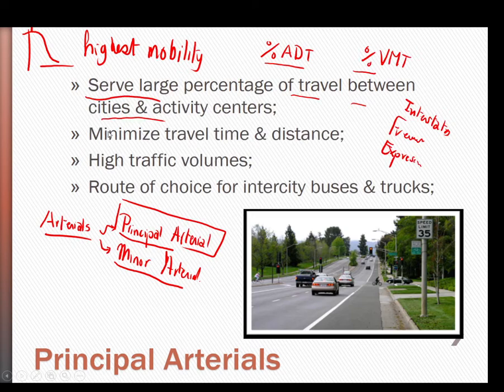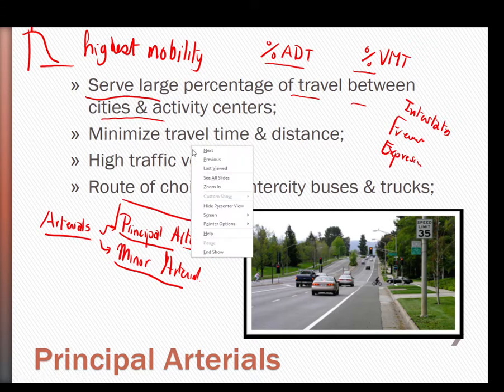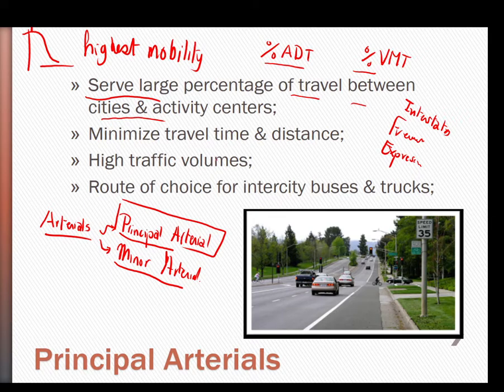Let me bring back my pointer. We want to minimize the travel time and the distance. So this is the main function for that. So again, it's highest mobility, meaning the minimum travel time and distance. And it holds thousands and thousands of vehicles. It holds most of the vehicles.